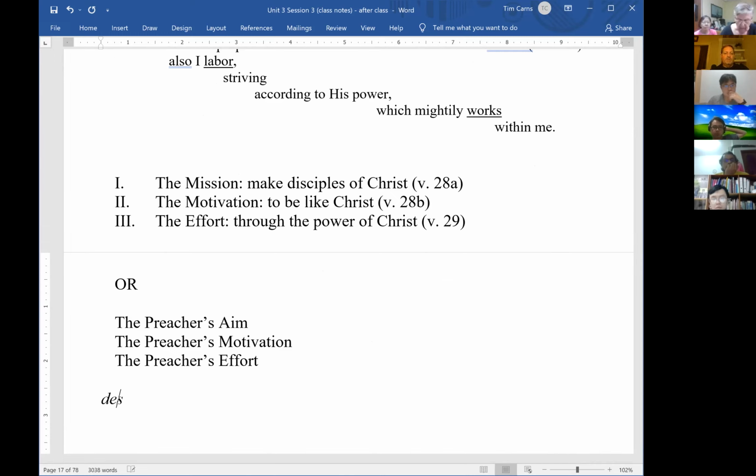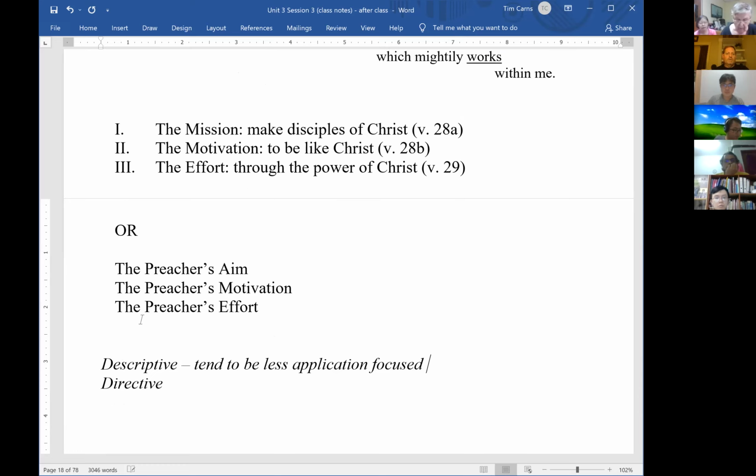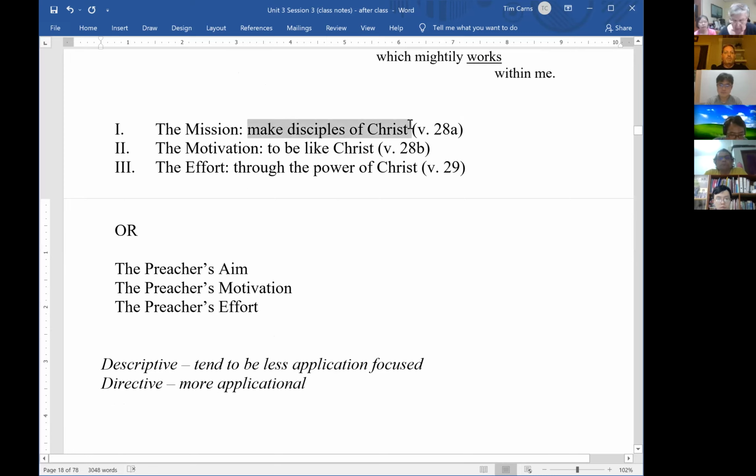There are outlines that are descriptive, and then there are outlines that are directive. Again, we're kind of jumping ahead a little bit, but that's okay. The descriptive ones tend to be less application focused. So the preacher's aim, the preacher's motivation, that's more of a description. It's not as much directed, but the first outline is more applicational because it's in the outline point. It's telling us to do something, make disciples of Christ. So that's a directed application to my hearers.